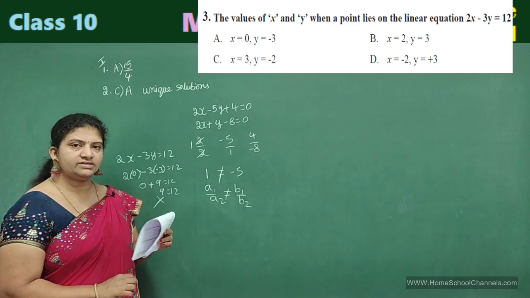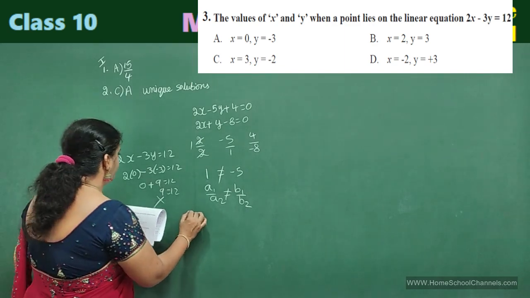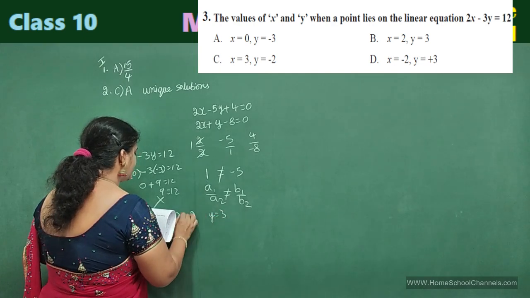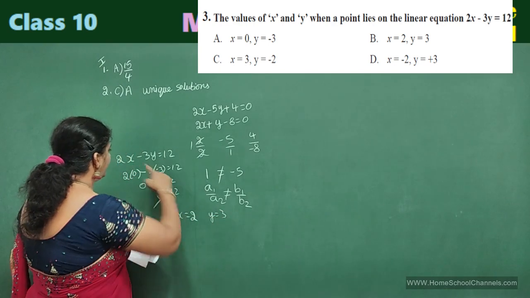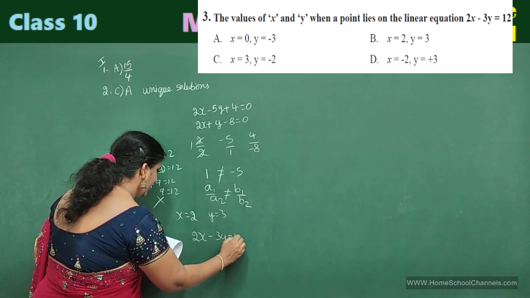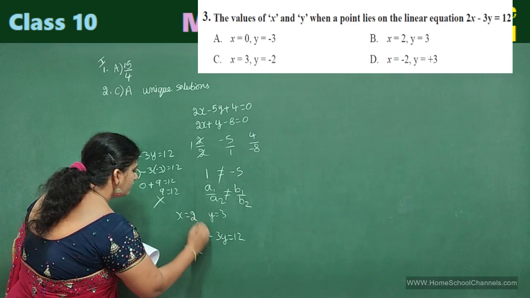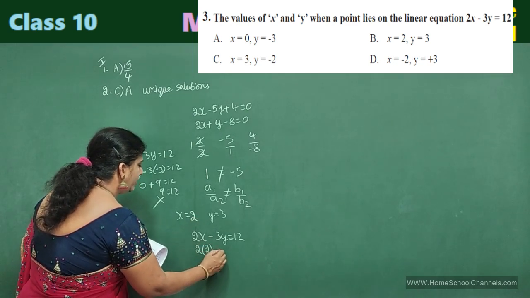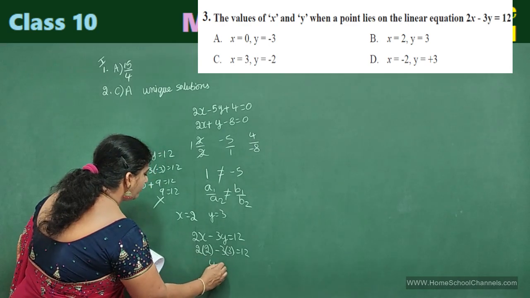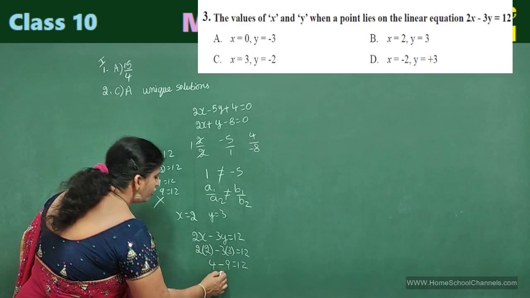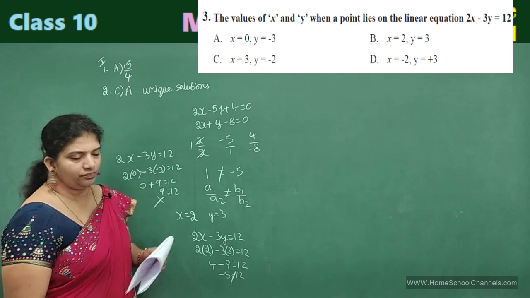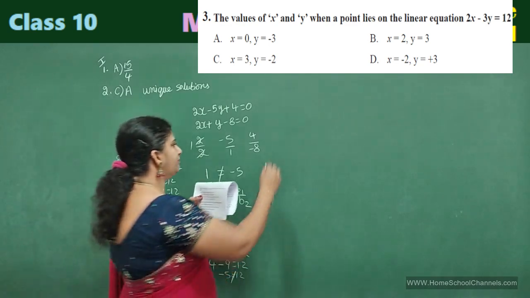So let's go with the second one. Option B, x is equal to 2 and y is equal to 3. Again take the equation 2x minus 3y is equal to 12. Substitute x value. 2 into 2 minus 3 into 3 is equal to 12. 2 2s are 4 minus 3 3s are 9. 4 minus 9 will be minus 5. Is this satisfying? No. Then go with the third option.